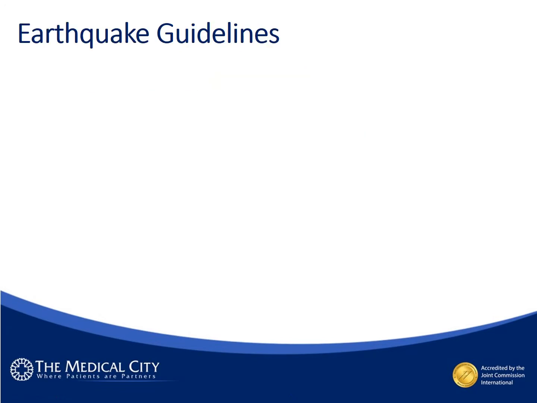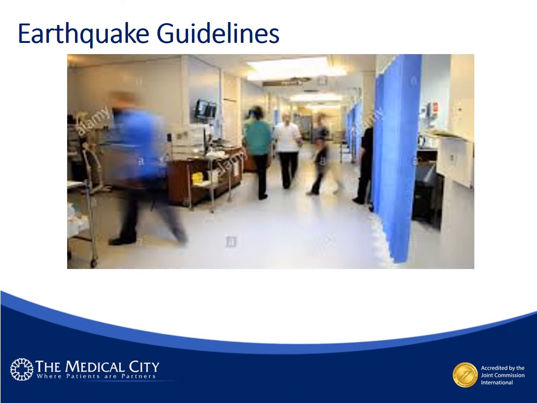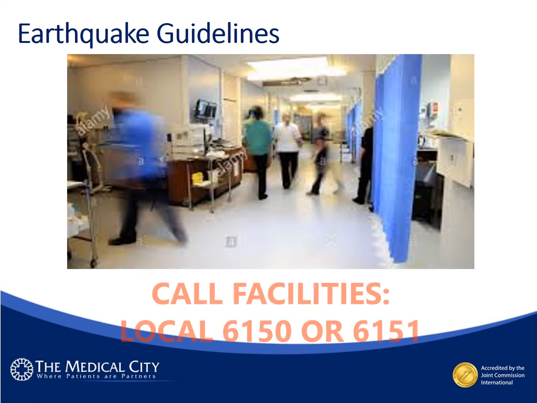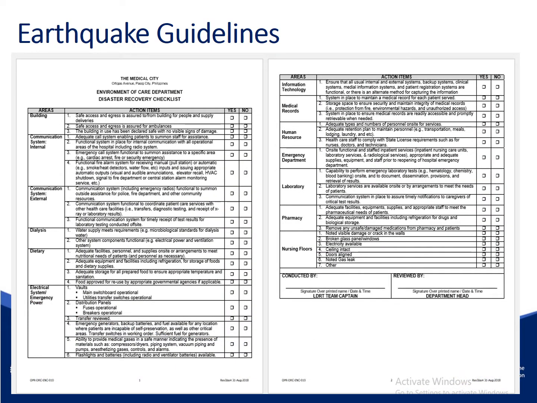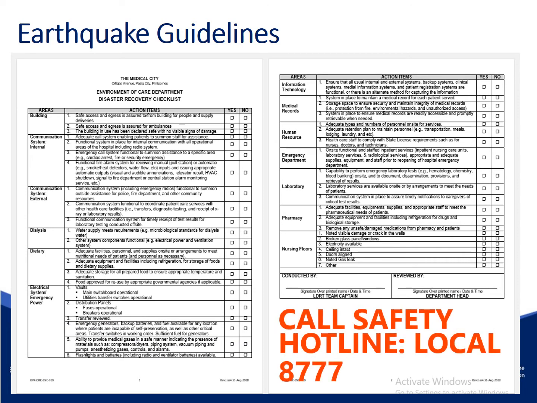After the shaking, all employees must conduct ocular inspection to check for structural damages and call facilities through local 6150 or 6151 for any noticeable damages. Additionally, the disaster recovery checklist must be filled out and submitted to facilities. Then after, immediately call the safety hotline local number 8777 to inform that your department is safe.